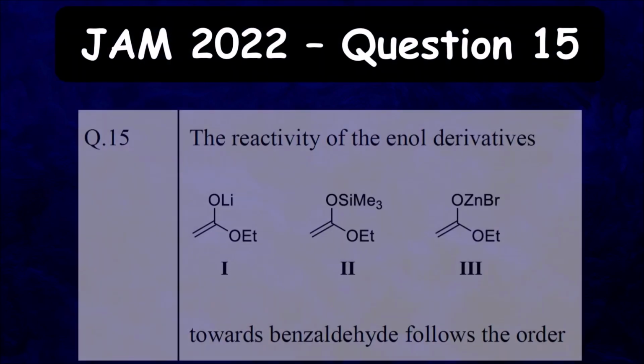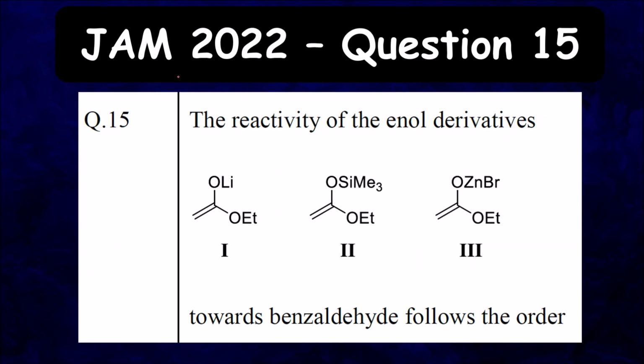In today's video, we are going to discuss question 15 of the JAM 2022 paper. The question is about the reactivity of the enol derivatives towards benzaldehyde. All of these are enolate ions. What is the difference? If you see, only this oxygen-metal bond is different. So we have to check the reactivity of these enolate ions with benzaldehyde. Which reaction is this? This is Aldol condensation. We have to check the reactivity with this.